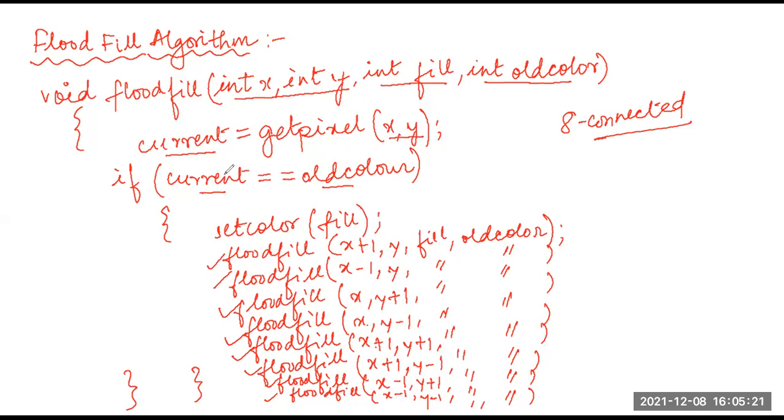When it sees that my pixel is of the old color, it will fill that pixel with the color of my choice. Then it will again set pixel x, y. That means it will take the neighboring values, right? So this is the flood fill algorithm. That means the concept is slightly modified, not entirely, slightly modified.